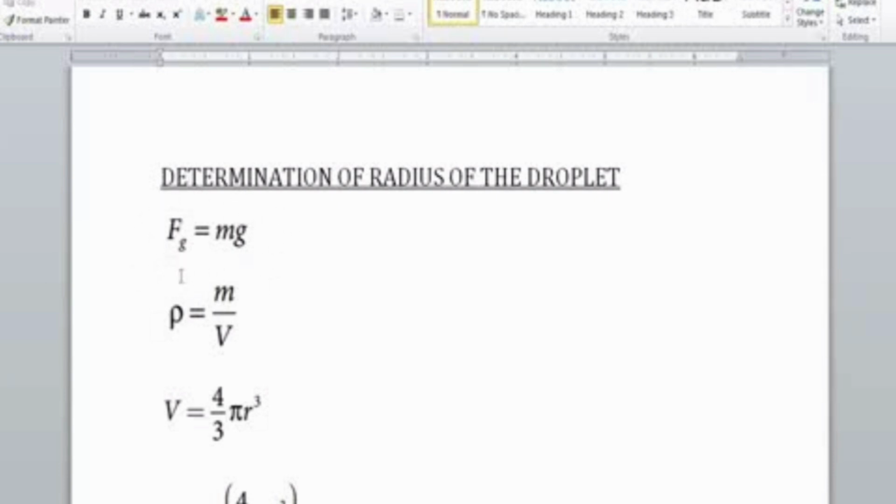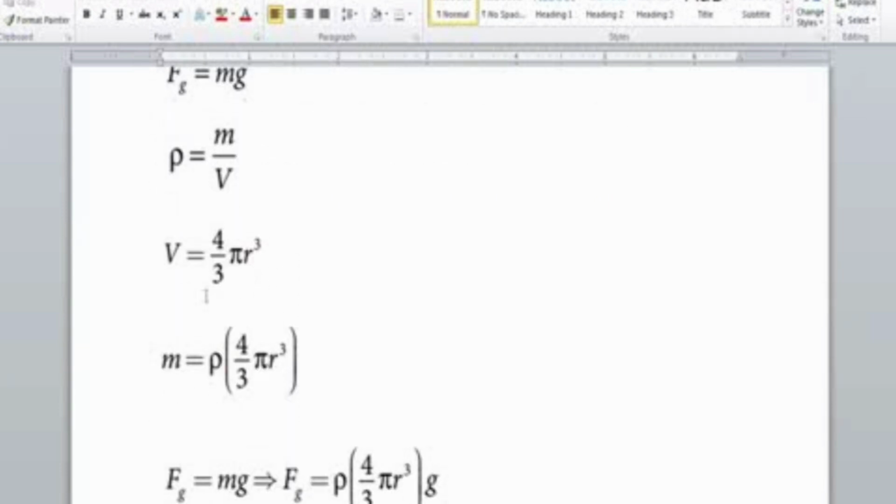The gravitational force is given by F equal to ma, where a is the acceleration due to gravity. So Fg equal to m into g. That is the force acting in a downward direction. And then the next thing is the density of the liquid. You know the formula: density equal to mass by volume.